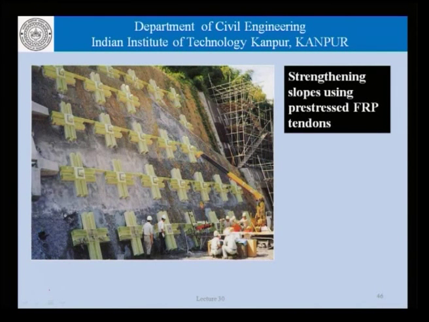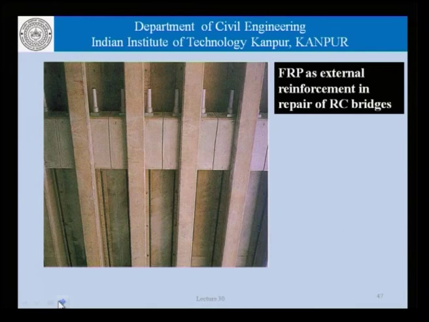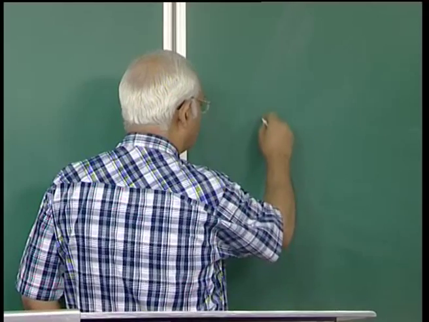Yet another example of using FRPs in concrete construction or civil engineering construction is in strengthening slopes using pre-stressed FRP tendons, as is shown here. This is another interesting example of using FRP as external reinforcement in the repair of RC bridges, or reinforced concrete bridges. Let me explain what external reinforcement in repair work is.